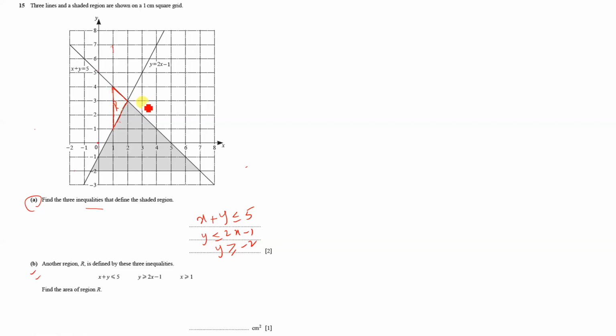This is a triangular region, so if we consider this as a base, the length of the base is 3, 1, 2, 3, and this is the perpendicular from the opposite vertex. So the height of the triangle is 1. So the area of region R, that is the area of this triangle, is half, base is 3 and height is 1. So this is equal to 3 by 2 and the answer is 1.5 square centimeters.